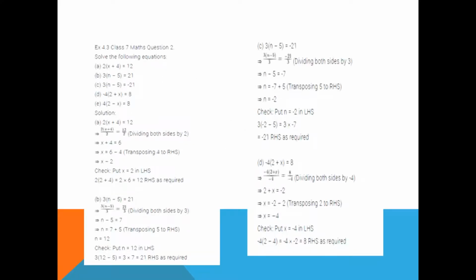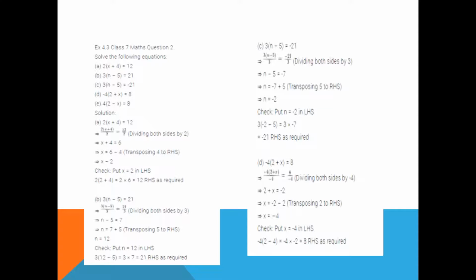So our answer is correct. Moving to question number 2, solve the following equation. In that, our equation given is 2x plus 4 equal to 12. We will be solving it by dividing on both the sides by 2. We get x plus 2 equal to 6. So x is equal to 6 minus 2, means x is equal to 4.